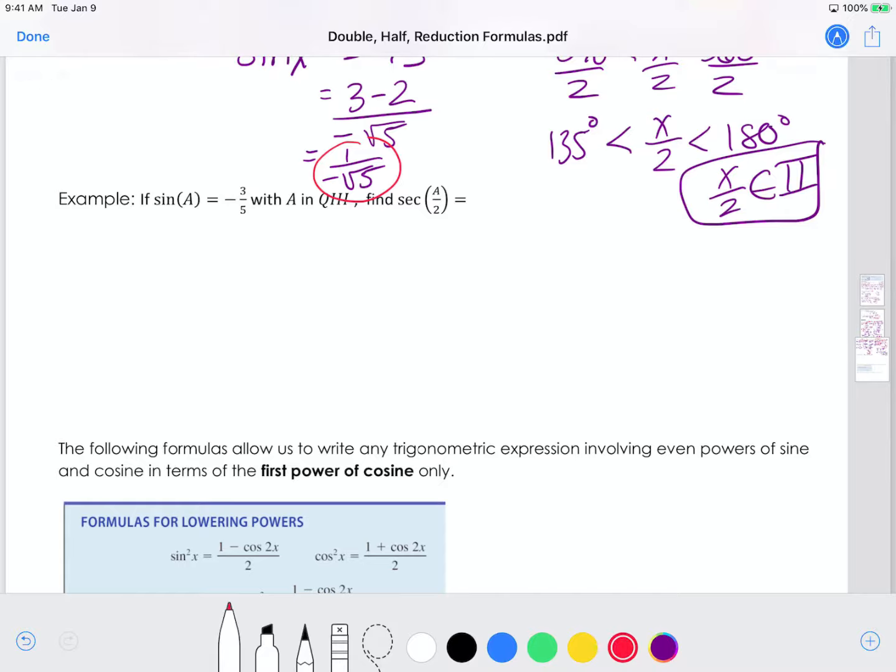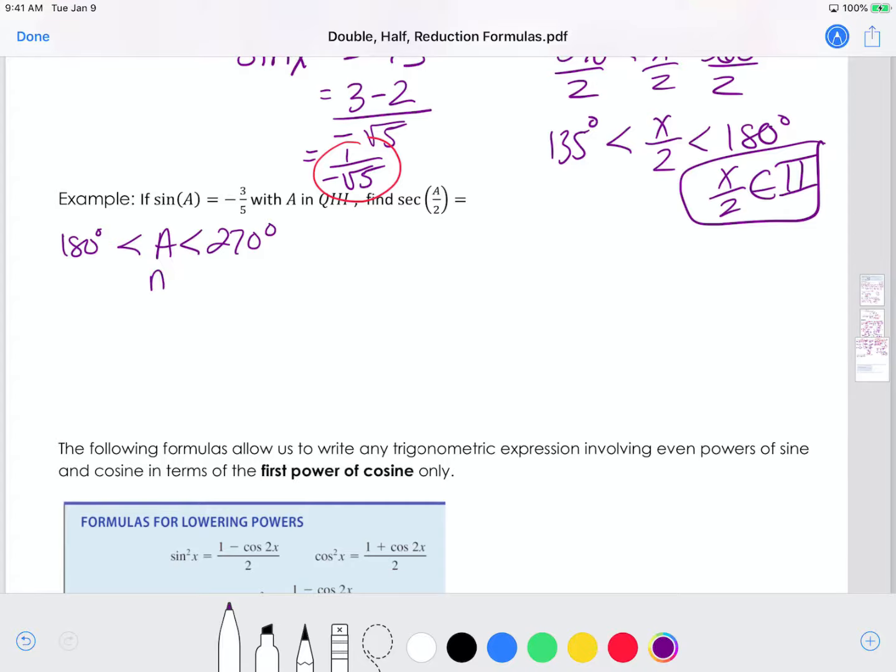We're given that sine of angle A is negative 3/5. Angle A is in quadrant 3, and we're going to find the secant of angle A over 2. So if angle A is in the third quadrant, that means angle A is between 180 degrees and 270 degrees.